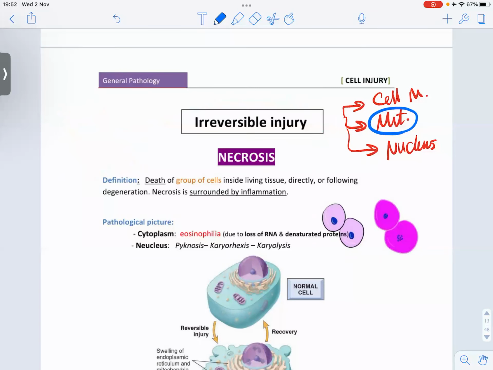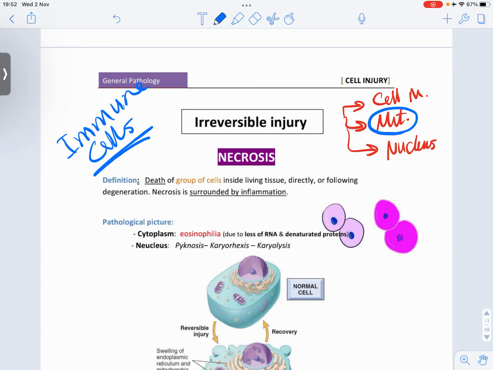So necrosis is death of a group of cells inside living tissue, directly or following degeneration. Necrosis is surrounded by inflammation. Why? Because of course immune cells, because we have a lot of immune cells, and we will study in detail the role and function of each immune cell in immunology.